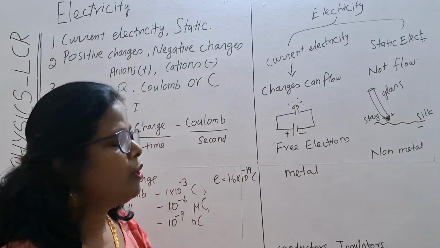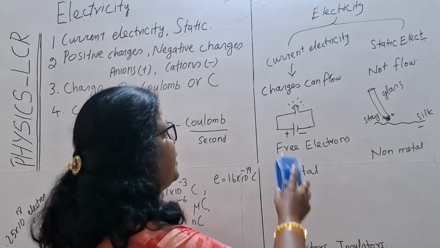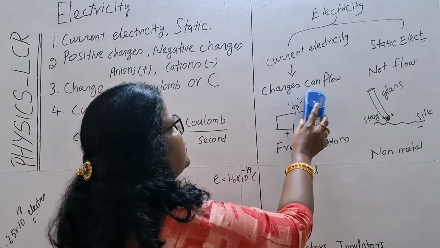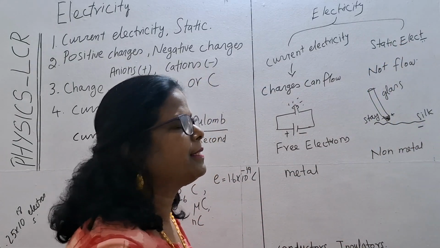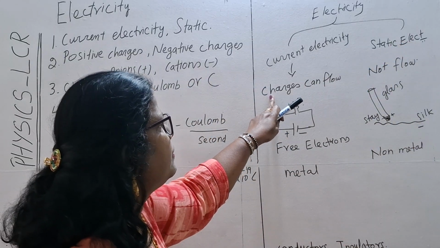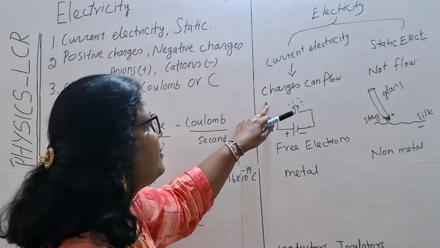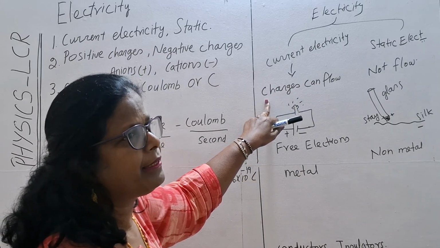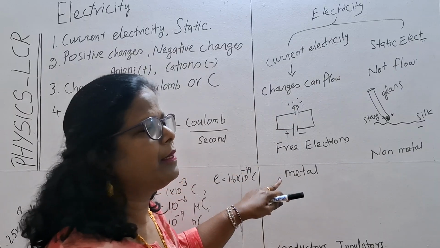So we have two types of electricity: current electricity, where charges can flow, and static electricity, where charges cannot flow. How can the charges flow? It takes place in a conductor. Conductor means charges are flowing. All the metals are conductors.